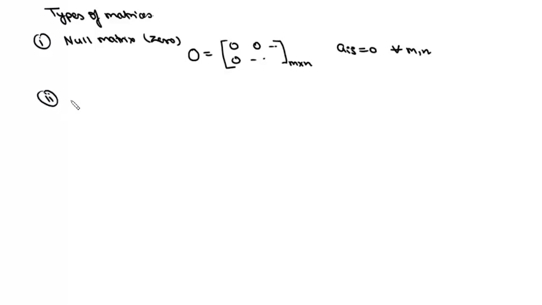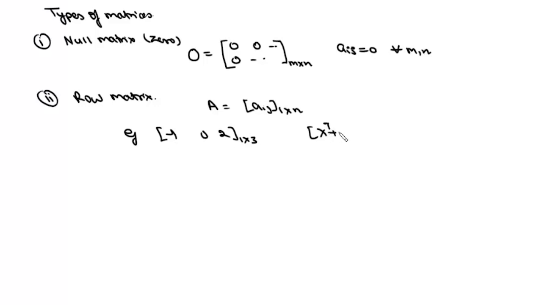Now the second one is the row matrix. Any matrix which has only one row, we call it a row matrix. So any matrix A whose order is 1 cross n is qualified as a row matrix. So it should have one row and it can have any number of columns. Say for example, we have -1, 0, 2; its order is 1 cross 3, 1 row 3 columns. Or we can have x to the power 7 plus 2x and then minus 2. Now it has 1 row 2 columns. So all these are examples of row matrices.